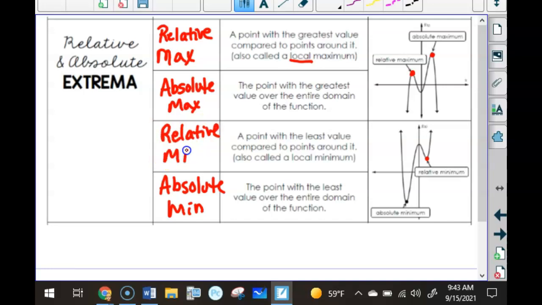Now, a lot of graphs don't have an absolute max or min. Does any kind of odd graph have an absolute max or an absolute min? No, because it has arrows going up and down. Does everybody understand what I'm saying? But this would be a relative what? Max. This would be a relative min, relative max, relative min. Okay? But every graph doesn't have to have an absolute max or min.